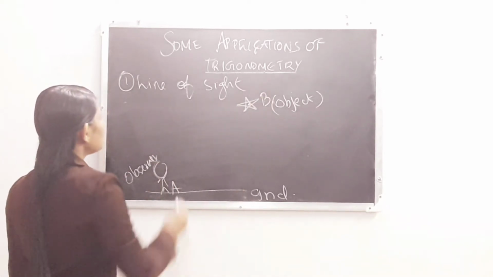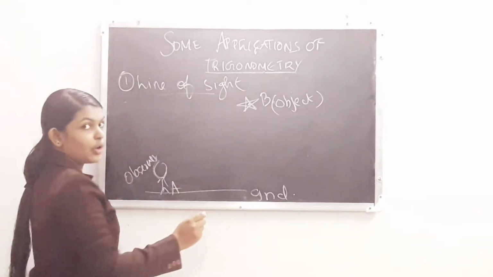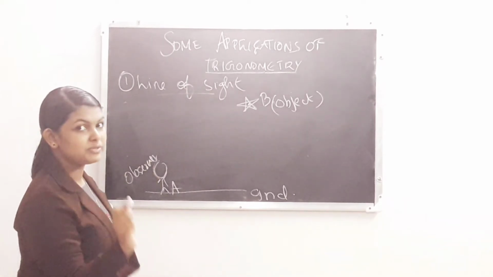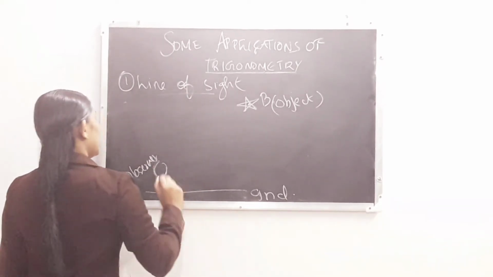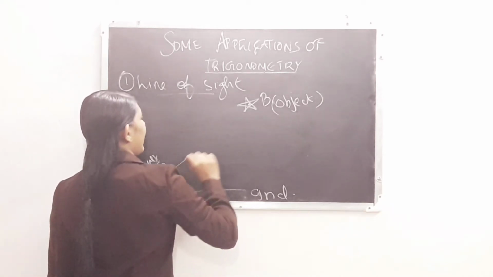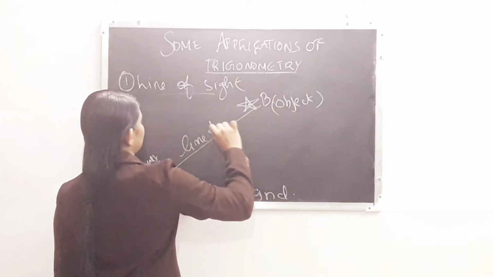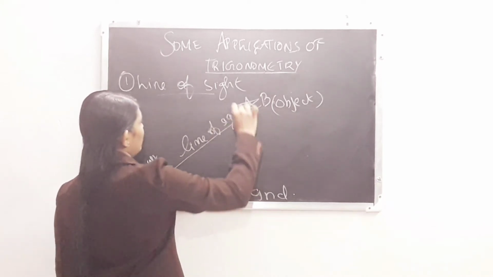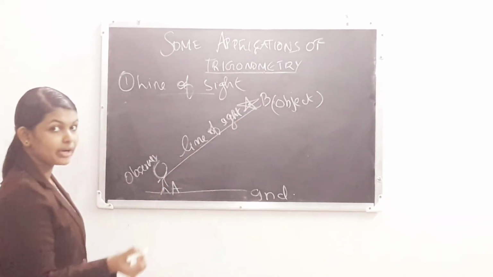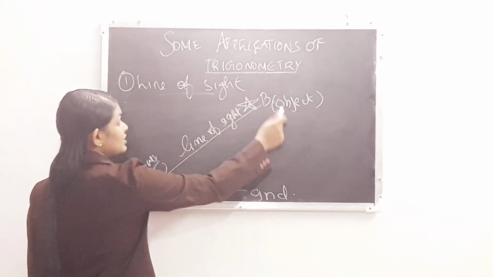Now the line of sight is the line joining the observer and the object to be viewed. That means it is the line joining A and B. So this is known as line of sight. It is a line joining the observer and the object to be viewed.